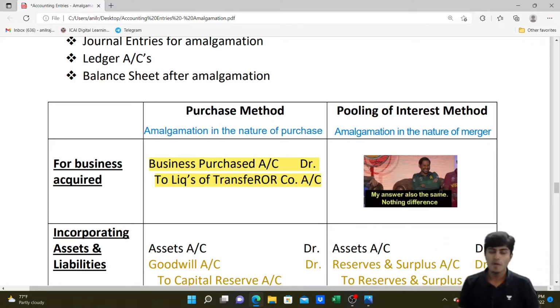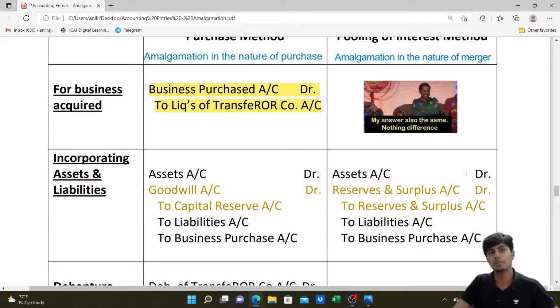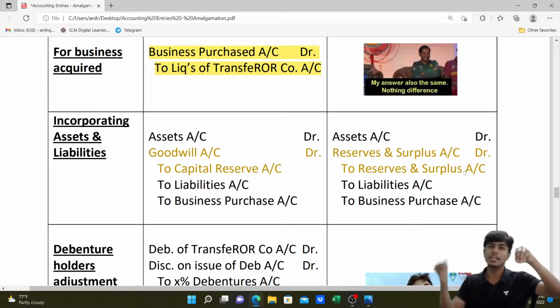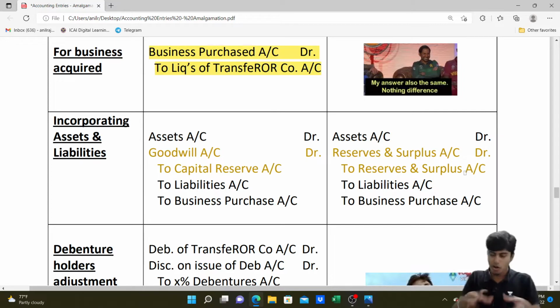What do we do? We will record these assets and liabilities. Assets are to be incorporated, liabilities have to be incorporated, assets will be debited, liabilities will be credited, and that box will be thrown away. That box got empty now, so business purchase account will be credited.